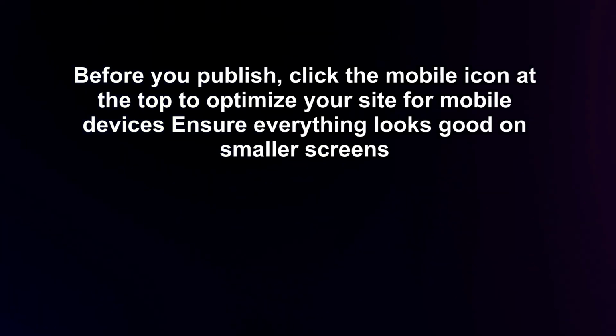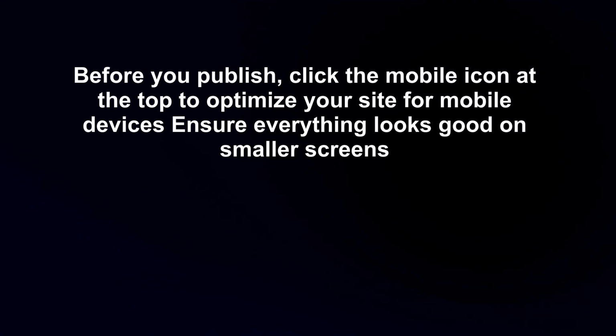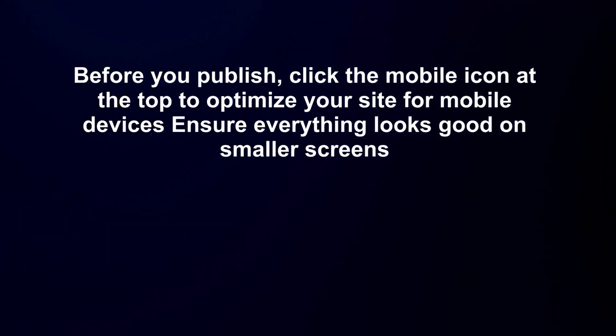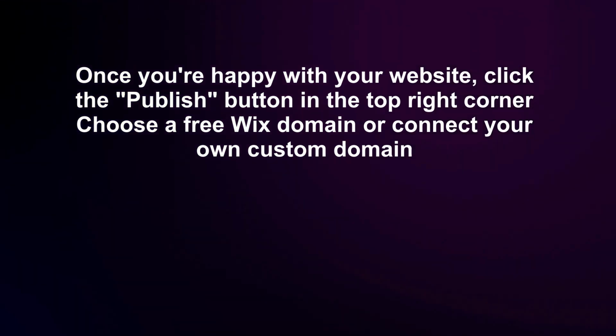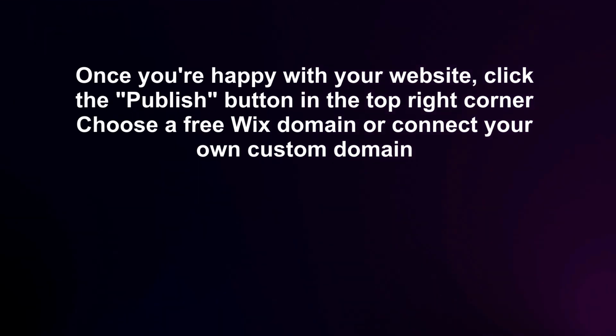Before you publish, click the mobile icon at the top to optimize your site for mobile devices. Ensure everything looks good on smaller screens. Once you're happy with your website, click the Publish button in the top right corner.